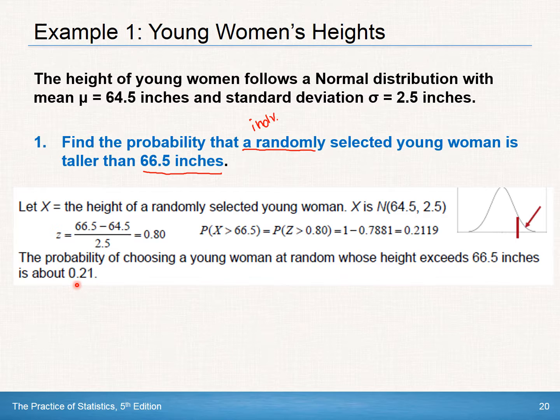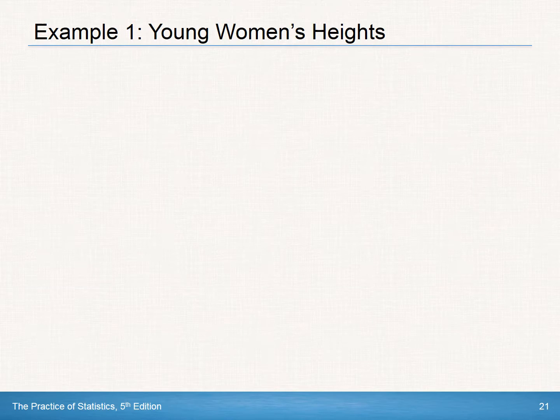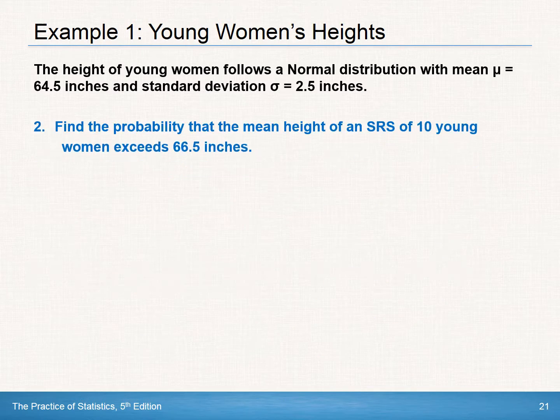So that is choosing one young woman. How does that look different from the second? This is not a sampling distribution. You are not looking at the mean height. You're just looking at the height of one randomly selected young woman. Please make sure you read carefully. Okay, so let's take a look at question 2.